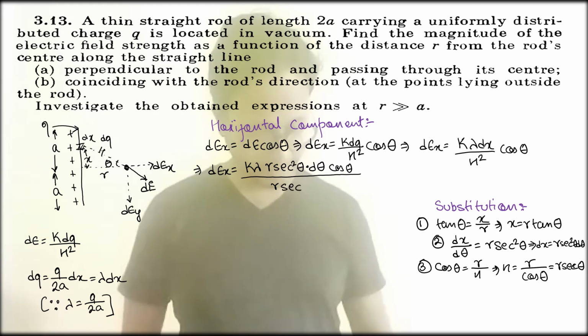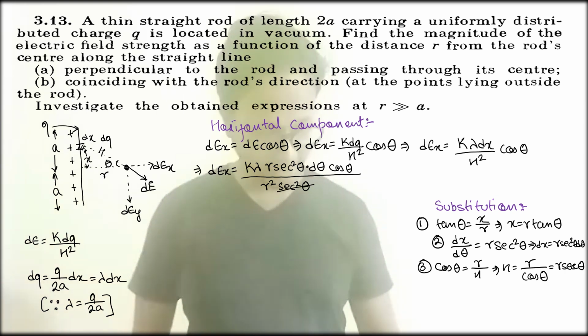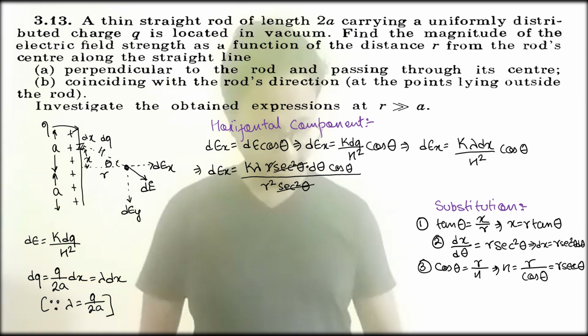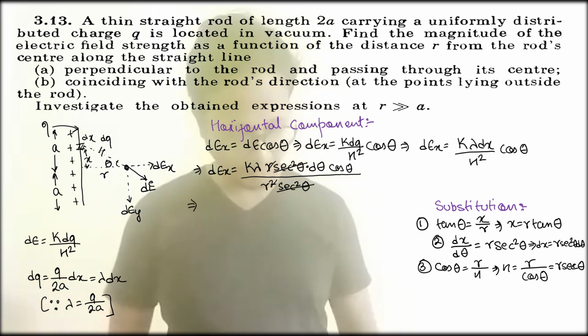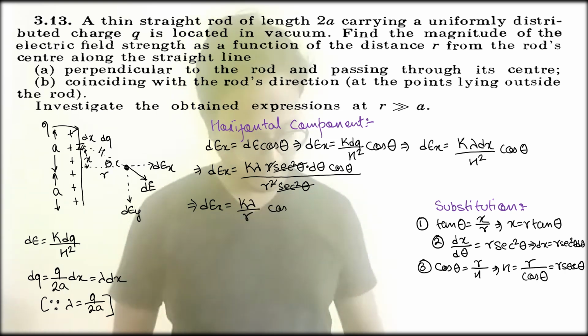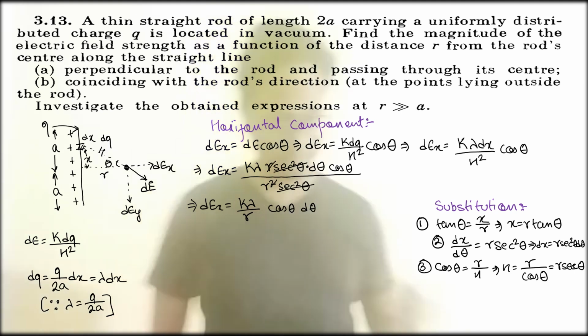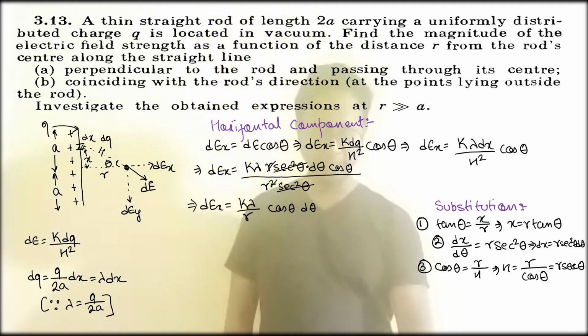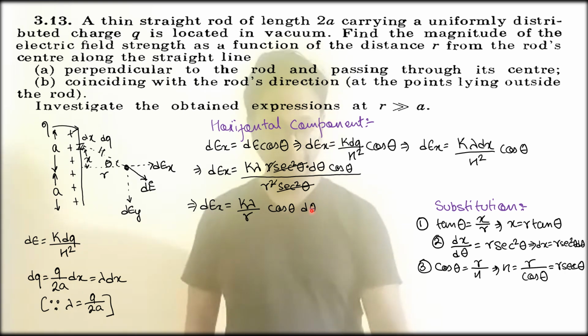R sec theta whole square, or this can be written as r square sec square theta. Now this sec square theta and this sec square theta will get cancelled. This r and this r square would get cancelled. So our x component of electric field, dEx, would be equal to k lambda by r cos theta d theta. Now if we integrate this with d theta, we'll get our answer.